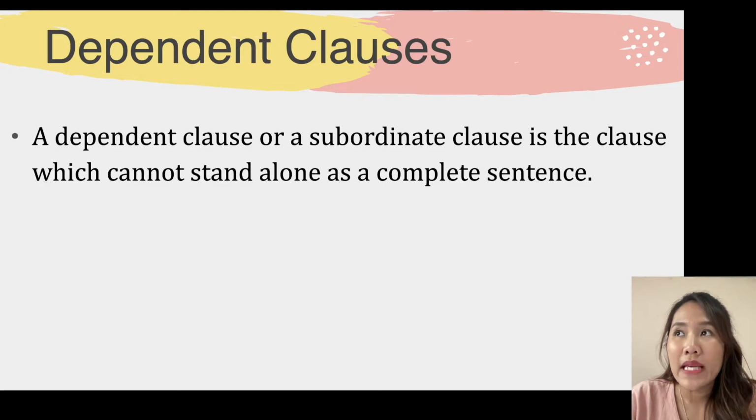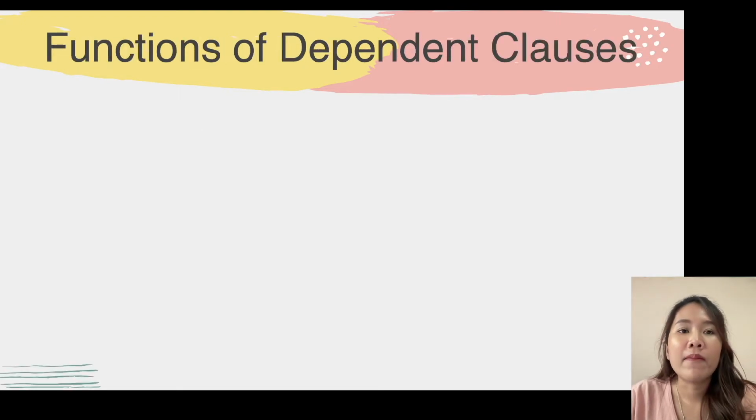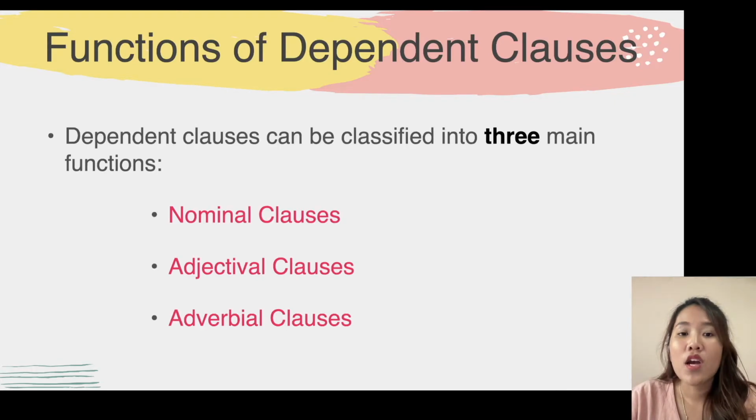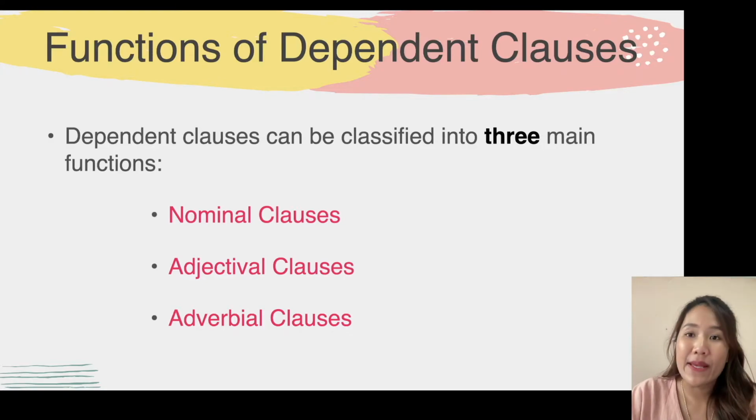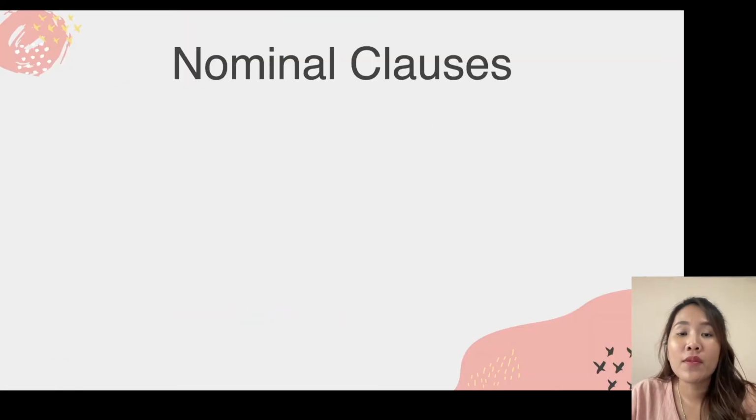Okay, so apart from independent clauses, we also have dependent clauses. A dependent clause or a subordinate clause is a clause that cannot stand alone as a complete sentence. It must be attached to an independent clause in order to be a full grammatical sentence. So we have three functions of dependent clause, which are nominal clause, a dependent clause functioning as a noun; adjectival clause, a dependent clause functioning as an adjective; and the last one, adverbial clause, a dependent clause functioning as an adverb. So let's get started with nominal clause first.